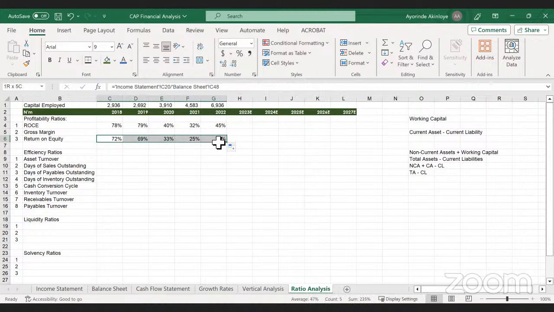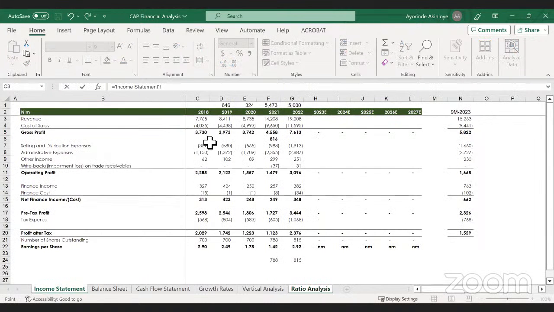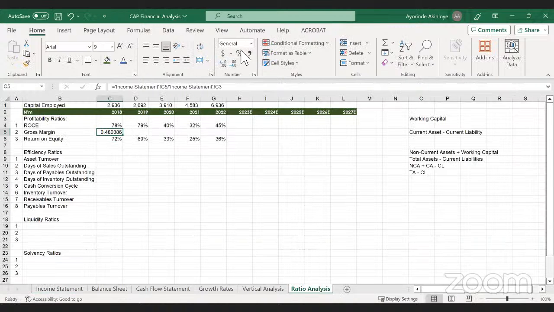Again, you are noticing another thing here: there are bits of rebound in 2022. You want to see whether this rebound will continue into 2023 when you are doing your forecast. Remember, 2023 to 2027 are your five-year forecast years, but we'll come to that. Gross margin, like I've said, is gross profits divided by revenue. So you just pick gross profits divided by revenue, and you drag across.